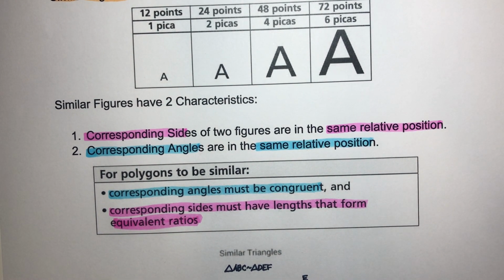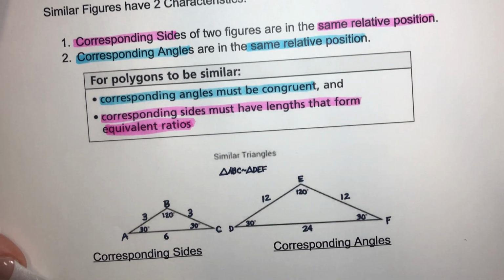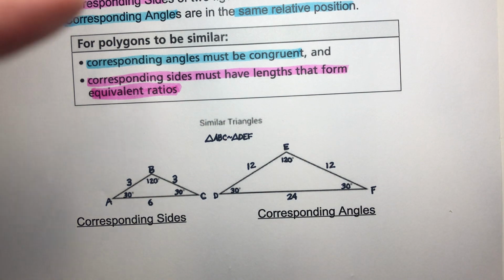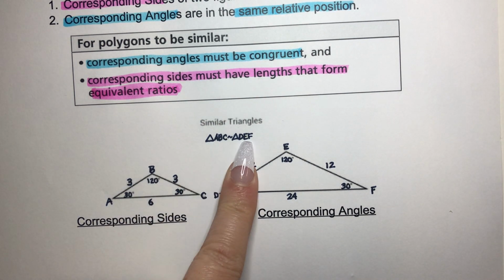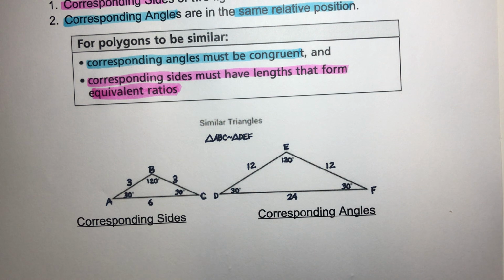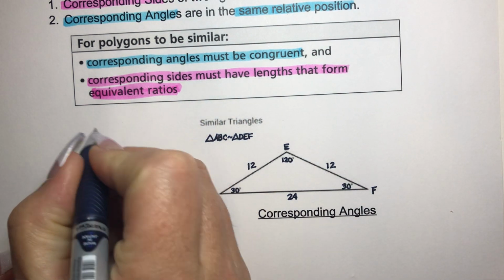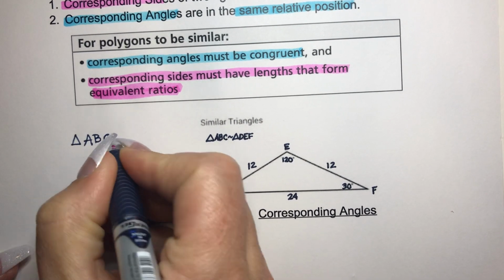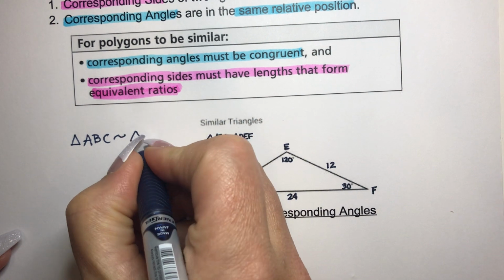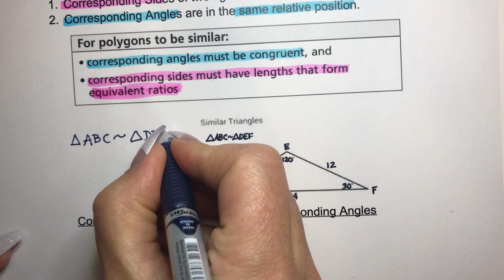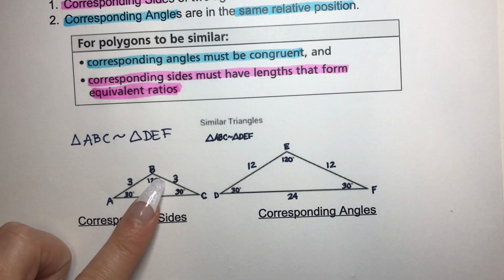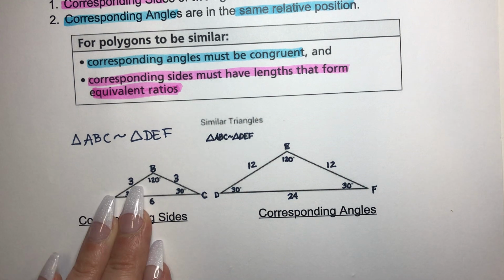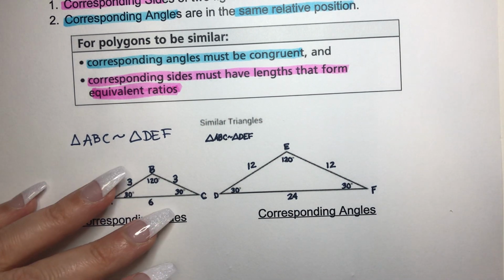So we have this figure right here, okay? So we have two triangles. So we want to see if they're similar. Now, when they are similar, they have this little symbol here, and I'll write it bigger so you can see. This says triangle ABC is similar to triangle DEF. Okay, so this is ABC and this is DEF, and it says that they are similar, which means they have the same shape but not necessarily the same size.